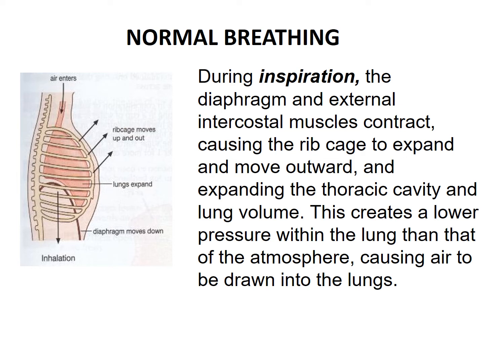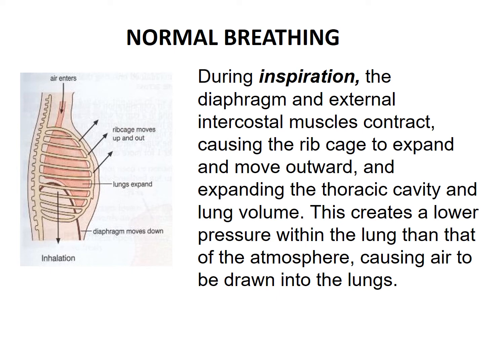That's during inspiration, what happens? The rib cage moves up and out due to the contraction of the intercostal muscles, and the diaphragm moves down due to the contraction of the diaphragm. And as this rib cage moves outward and the diaphragm moves down, a negative pressure or a low pressure is created inside the thoracic cavity. When the pressure is less than the atmospheric pressure, the air rushes into the lungs. That is how inspiration takes place in normal breathing.